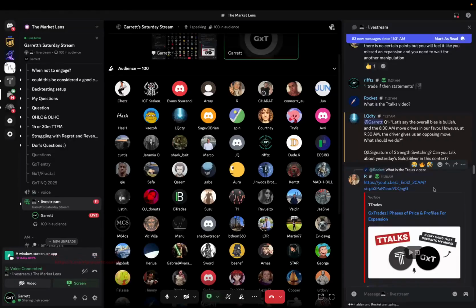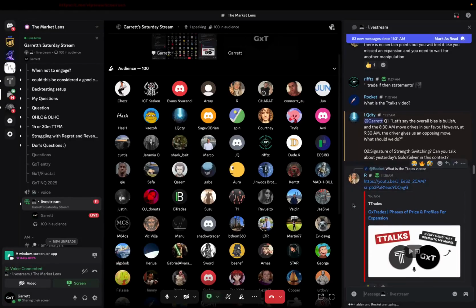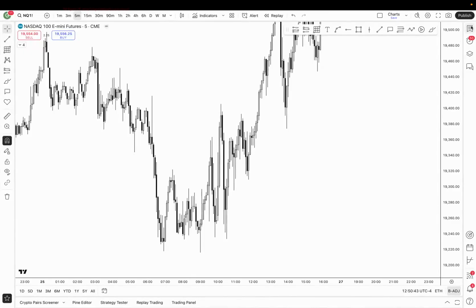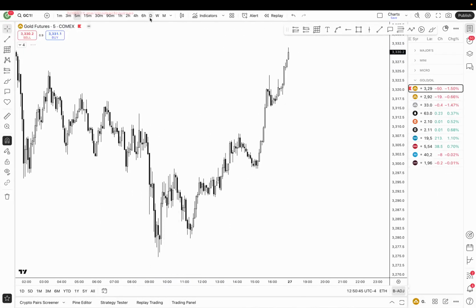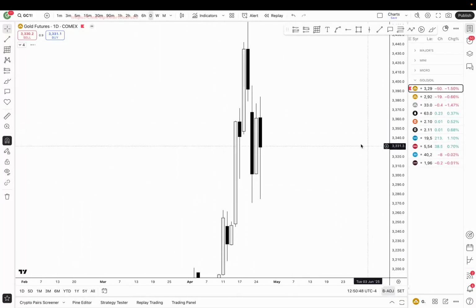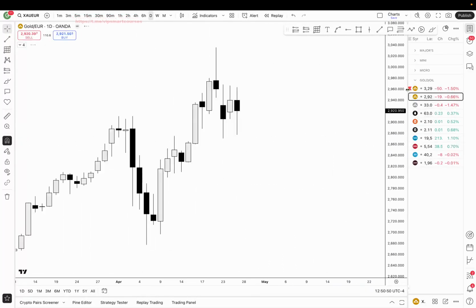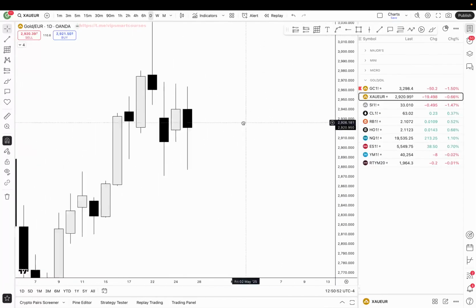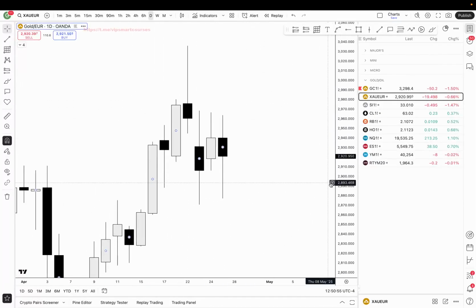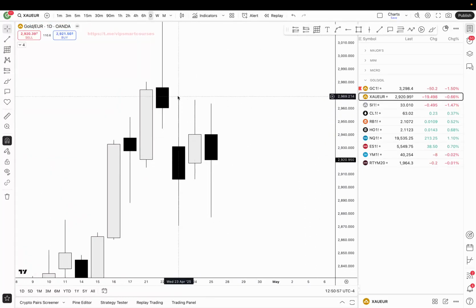Signature of strength switching. Can you talk about that? Yeah, I can talk about that a little bit. So if you go in gold here, when you think about framing trades, we're always looking at other assets, correlated assets, ideally within a triad. The triad for gold is obviously silver, but it's also XAU euro. For oil, it's RB and HO. And for indices, it's NQ, ES, and YM ideally.